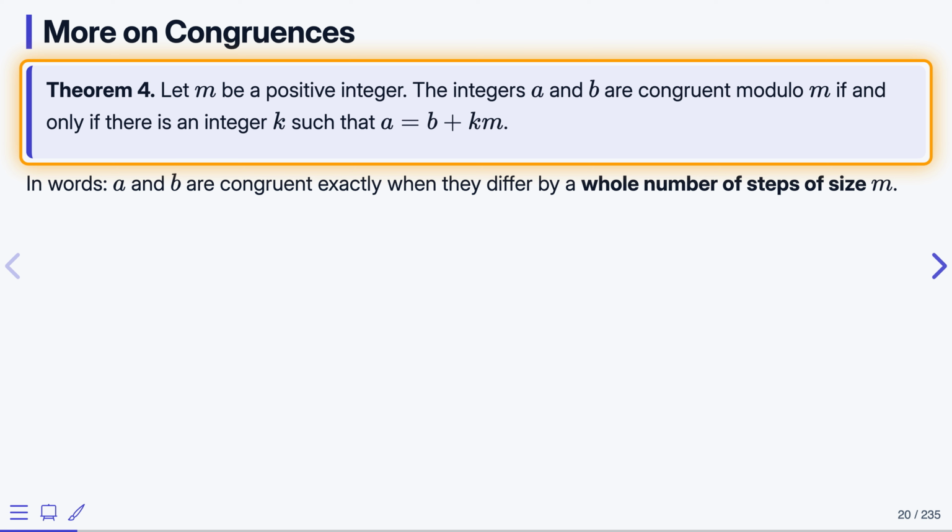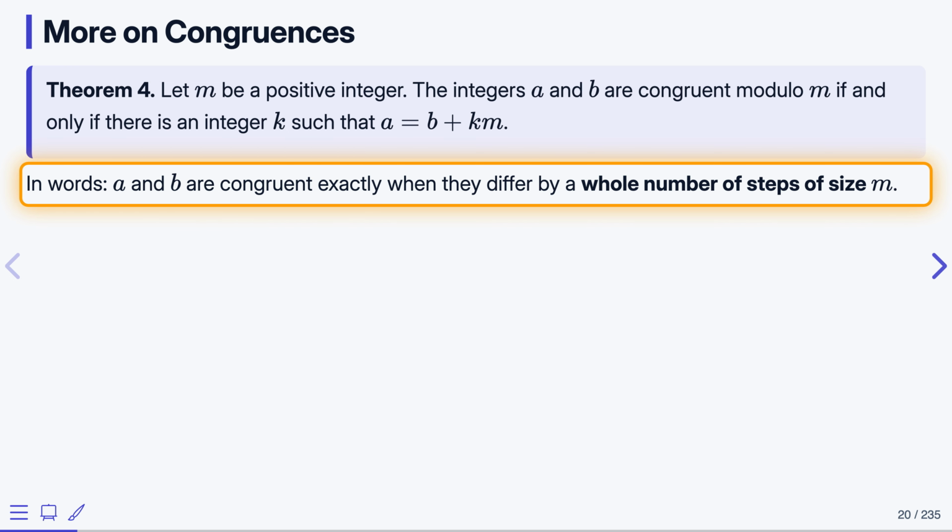Let's dig deeper into congruences. Theorem 4. Let m be a positive integer. Then a and b are congruent mod m if and only if there is an integer k so that a equals b plus k times m. In plain words, a and b are congruent exactly when they differ by a whole number of steps of size m, so you can hop from b to a by taking k steps, each of size m. The number k may be negative, which just means hopping backwards.